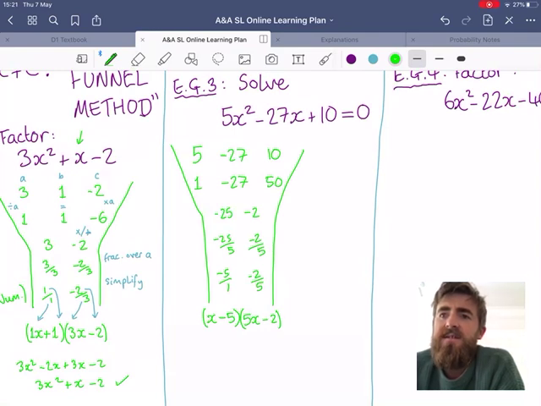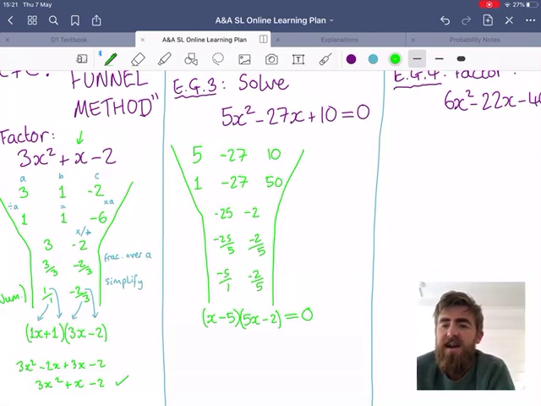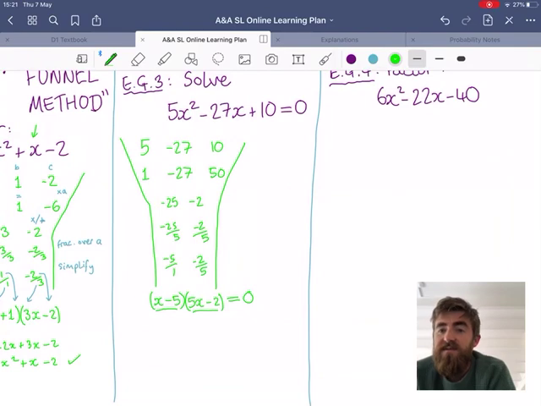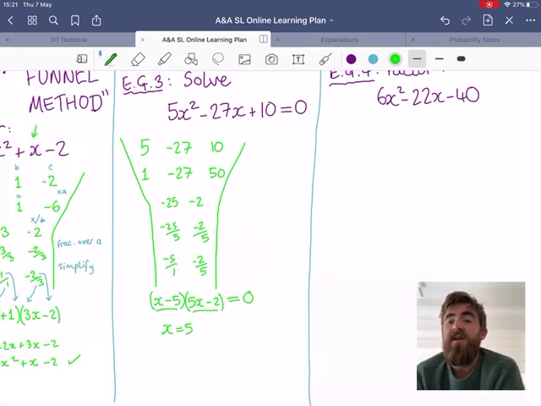Again, I could expand and it would be perfectly fine. Okay, but this time I'm solving it equal to 0. So I just got my two brackets on the left hand side now that equal 0. And either the first one should equal 0 or the second one should equal 0. To make the first bracket equal 0, x would have to equal 5. To make the second bracket equal 0, x would have to equal 2/5.